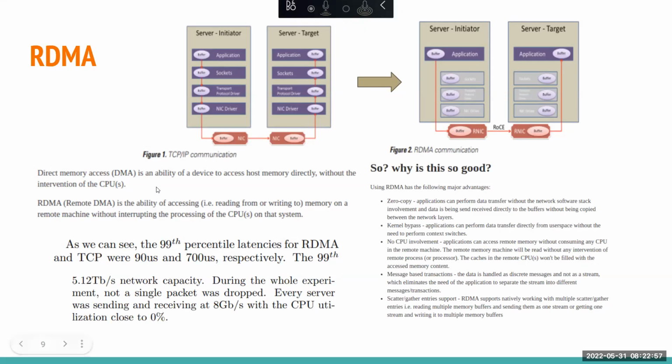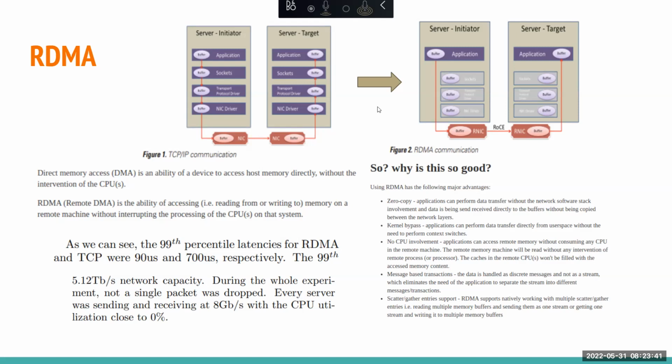RDMA is remote direct memory access. In the normal TCP network, when an application wants to send data to a remote machine, it sends the request to the socket, and the socket uses the TCP protocol stack to send it to the NIC driver, and the NIC driver sends it to the NIC, and the NIC sends it to the remote through the wire, and eventually it goes through the TCP/IP stack in the Linux kernel on the remote side.